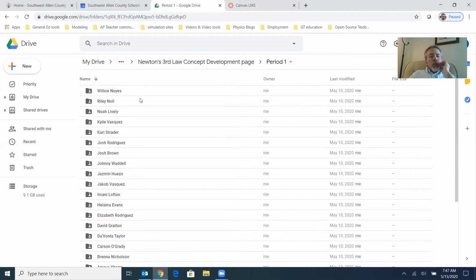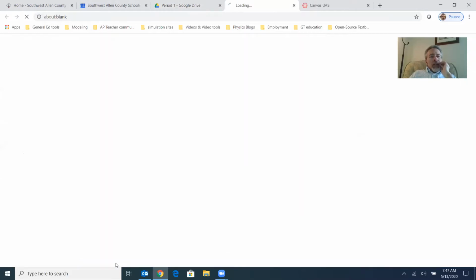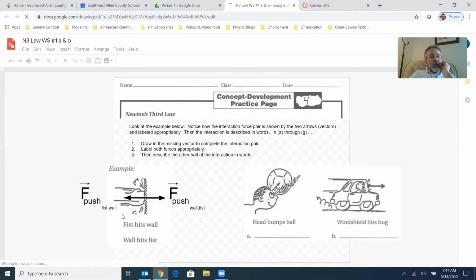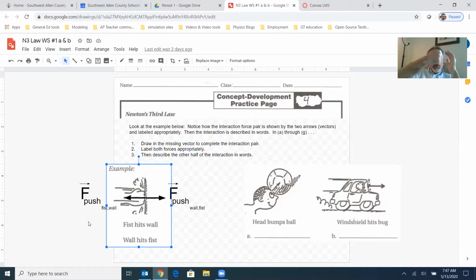The first worksheet we're looking at is Newton's Law worksheet 1, A and B. I don't think this worksheet is going to take very long. It's just going to be concept development, where we're looking at this idea of interaction pairs. There's an example here: a fist that's punching a wall, and it says below, the fist hits the wall. That's from the person's perspective. But from the wall's perspective, you could say the wall hits the fist, because there's this interaction pair.